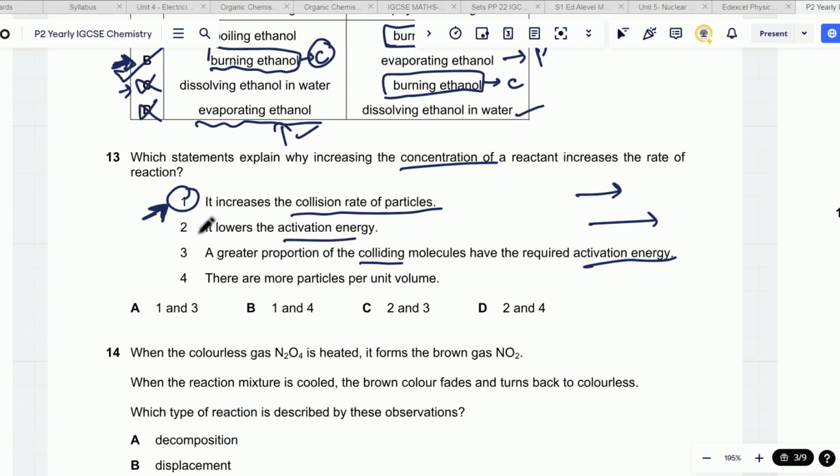So one is definitely going to be part of my answer. So where is one written? It's written on A and it is written on B. So I simply cancel out C and D because one will definitely be part of my answer. Now what am I left with? They are giving us 3 and 4. Let's have a look at 3 and 4.